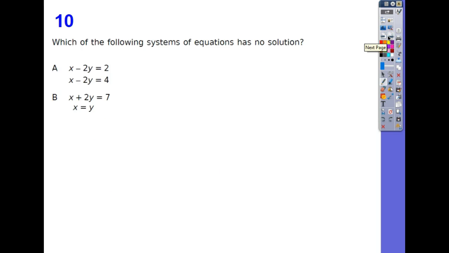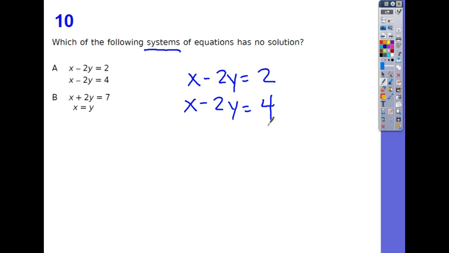Okay. Solutions to equations. No, sorry. This isn't equations. This is systems of equations. What makes them systems? There's more than one. And so we have this system. So you're going to have to take your answer choices and solve them, and you're trying to find which one doesn't have a solution.